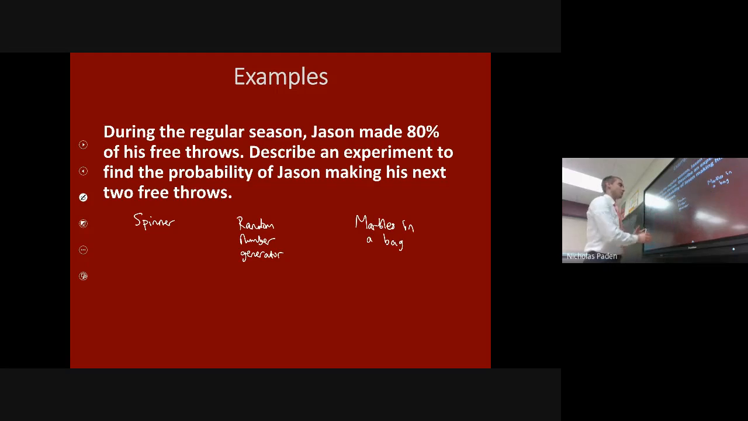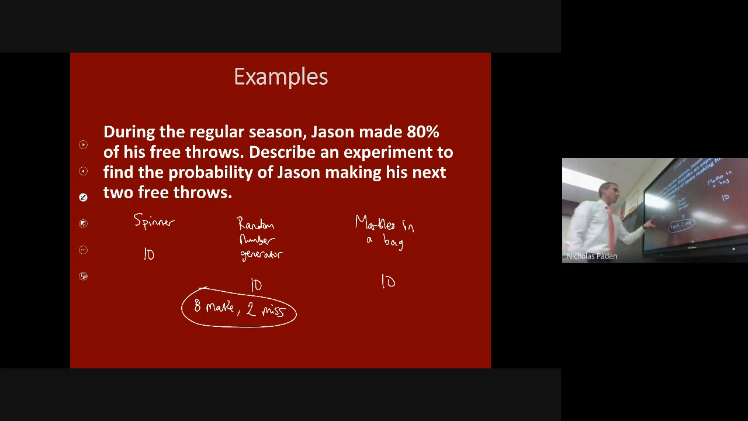So you just want to pay attention for this. I'm not going to write everything up on the board. 10 total sections for the spinner, 10 numbers for the random number generator, or 10 marbles for marbles in a bag. You would want to have 2 different colors or 2 different sections, make or miss. For the spinner, how many of those sections would represent a make? Well, 8 would represent a make, and 2 would represent a miss. 80% versus 20%.